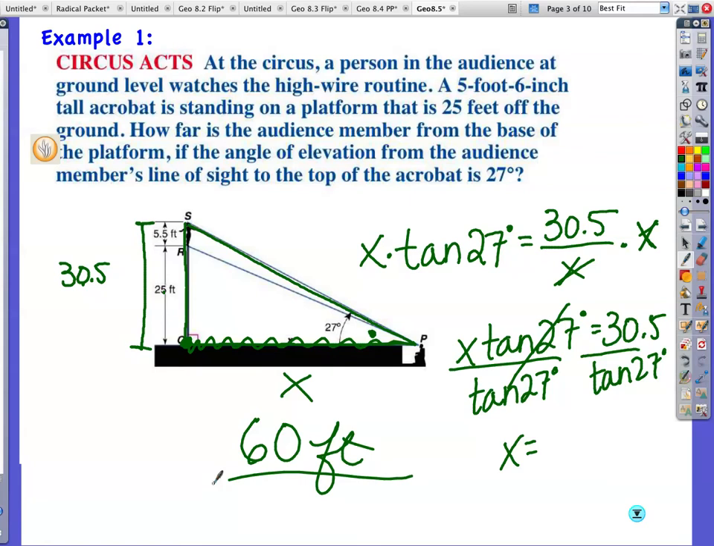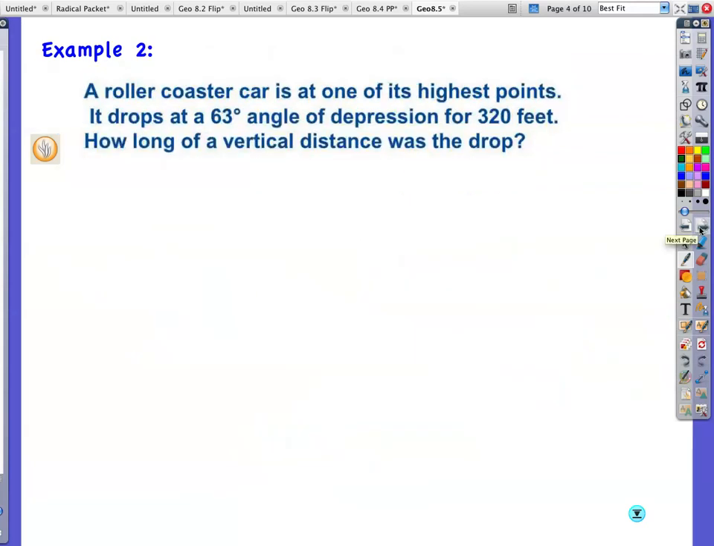Okay, so the observer is 60 feet away from the base of the platform. Example number 2. A roller coaster car is at one of its highest points. So there's a roller coaster going up and down, up and down. We're going to just say right here. Okay, it drops at a 63 degree angle of depression for 320 feet. So the roller coaster is going down here, it's going down.